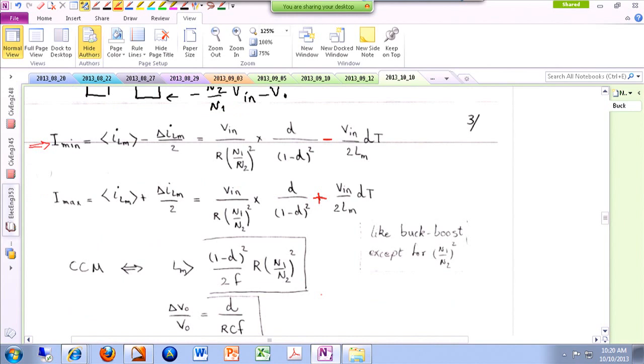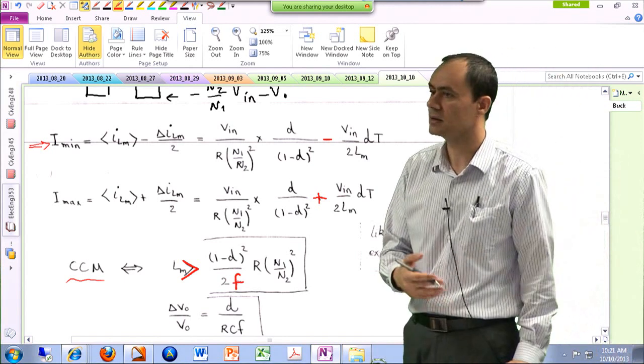So if you want to make sure that you're operating under a continuous conduction mode, you've got to make sure that the magnetizing inductance of your transformer is greater than this expression. And if you compare it against buck boost, it's exactly the same thing, only N1 over N2 squared appears here. And again, the same trend: the frequency appears in the denominator. So if you increase the switching frequency, you will need a smaller magnetizing inductance.